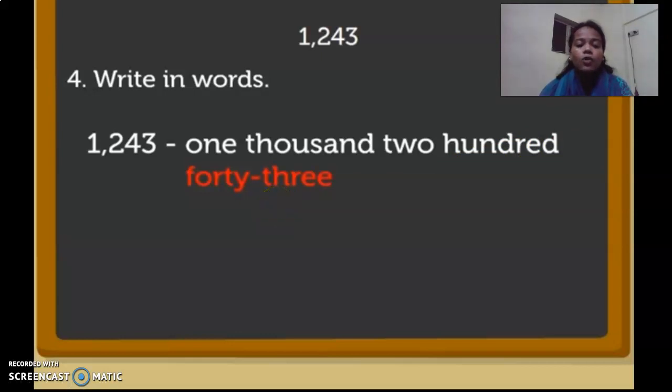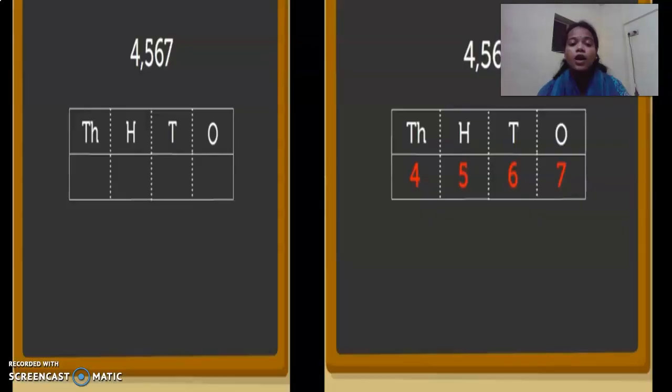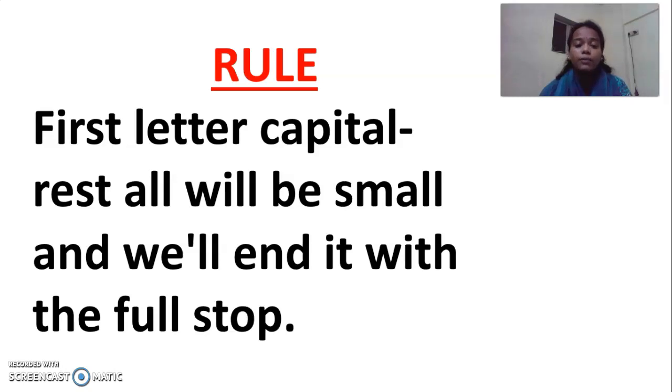And I know as smart kids, you all know the rule. What's the rule? Yes, while we are writing the number in words, the first letter will be capital and the rest will all be small, and we will end it with a full stop. Very good. I am glad that you remember all the points. Amazing. Lovely. I am very proud of you.